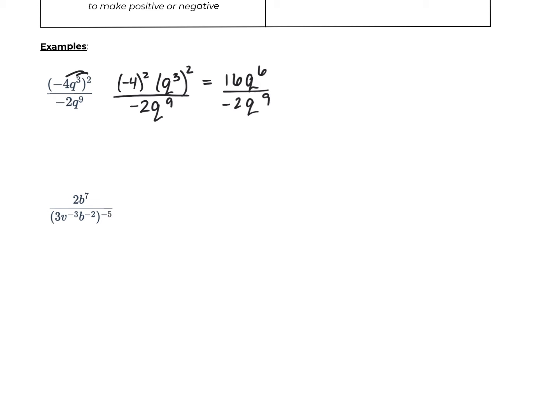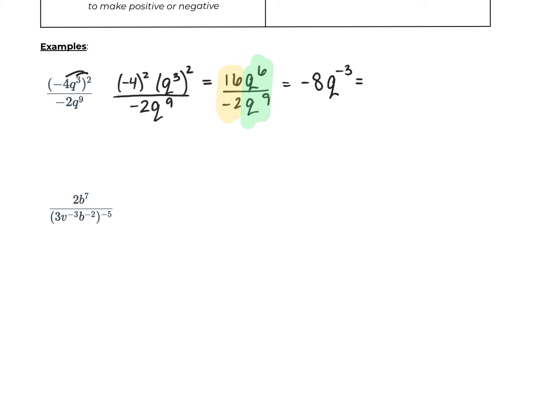So we're going to take our numbers on the outside. I'll even highlight it so you can see. We're going to take these numbers and we're going to divide them. That number is going to be -8. And then we have the q base. We're going to keep that base, and we're going to subtract the powers. So 6 minus 9 is -3.